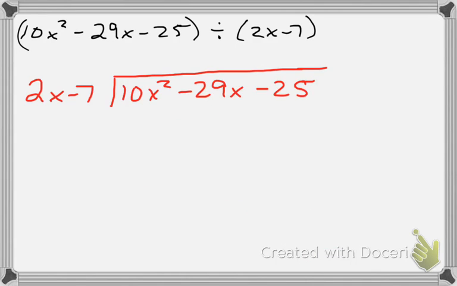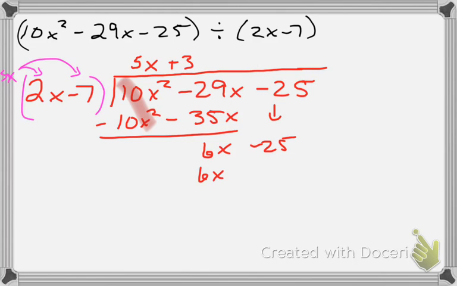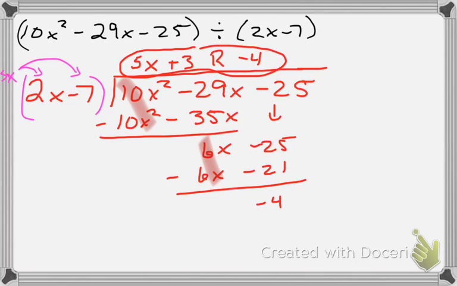Okay, for this one, there's nothing missing. 5x on top distributes to 10x squared minus 35x. When you subtract, distributing the 5x is how I got that. For those of you that are understanding where the 35 is coming from, distribute the 5x. Subtract. 6x. 2 goes into 6 3 times. Distribute. And we get a remainder of negative 4. 5x plus 3, remainder negative 4.